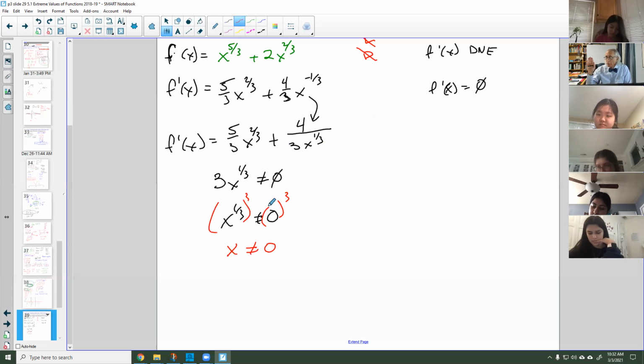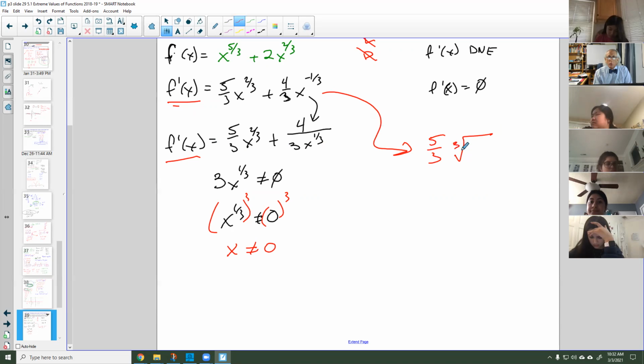All right, are you sure? We're good? Okay. So that was a denominator. I'm looking back at my derivative. Victoria, do you see any radical signs in my derivative? No. But remember, a fractional exponent is a radical sign. So if I wrote this with radical signs, this would look like 5/3 cube root of x squared plus 4/3 cube root of x. Stop me if that's not clear. I really want this to be clear. Are we okay with that?